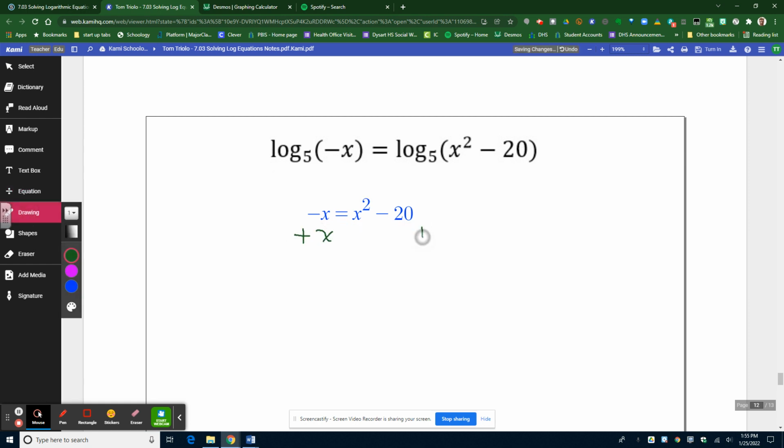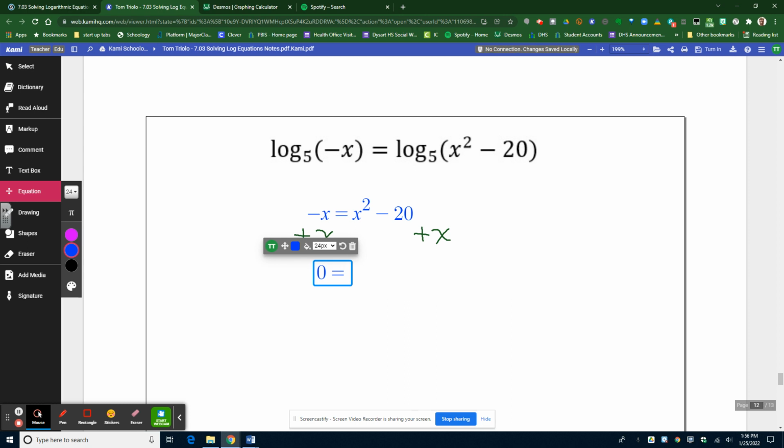Some of you subtracted x. If you did that, then your answers are going to be wrong. So 0 equals. We do this in order from the highest exponent down to the lowest. So x squared plus x minus 20.